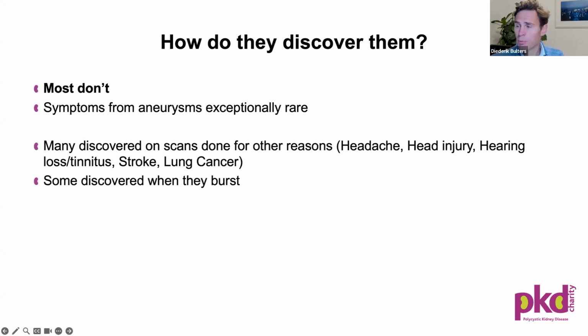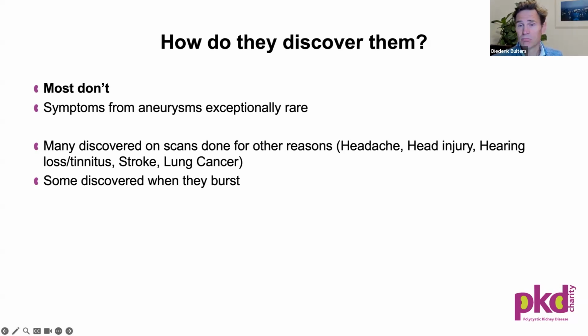So how do people become aware of having an aneurysm? Well, the truth is most don't. So 3% of the population don't know they have an aneurysm. The reason they don't know about it is because symptoms from aneurysms are really rare. The brain has essentially no pain sensation. And basically it's a situation where the vast majority of aneurysms people don't know about. And if they do know about, they discover it when they have a scan for other reasons.